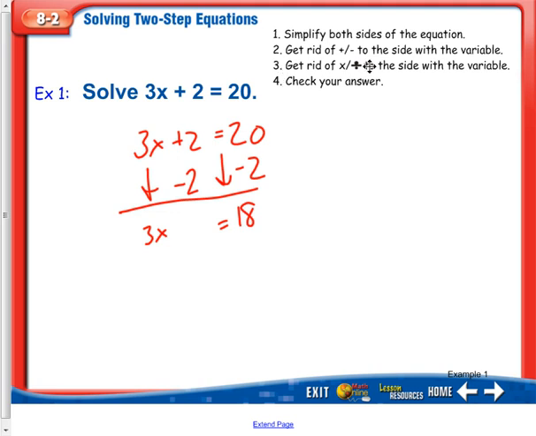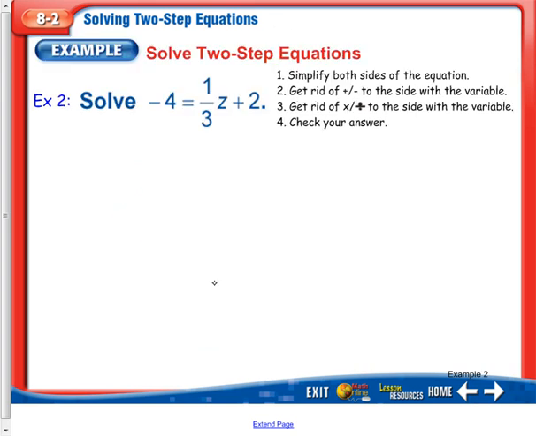Now we get rid of the multiplication or division next to the variable. So again, the x is over here, so let's do the opposite of what's happening. So 3 times x, we're going to divide by 3 on both sides. So the 3's will cancel. So I'm left with x equals 6. And now we can plug this in. So 3 times 6 is 18, plus 2 is 20. So x equals 6 is the correct answer.